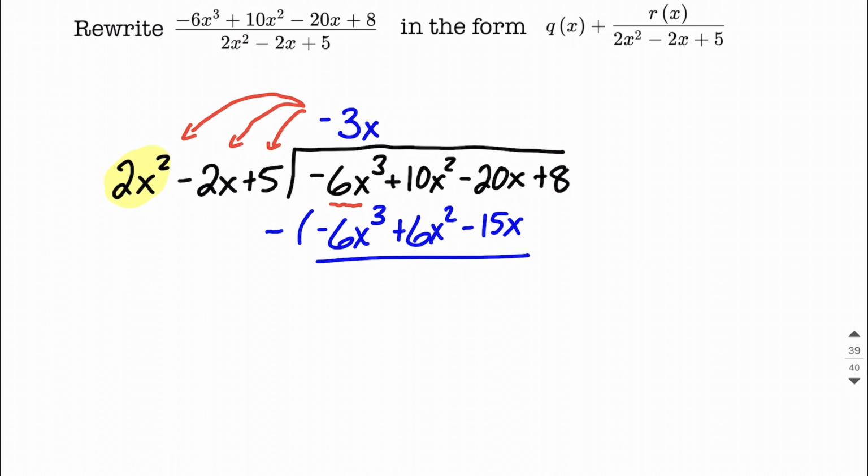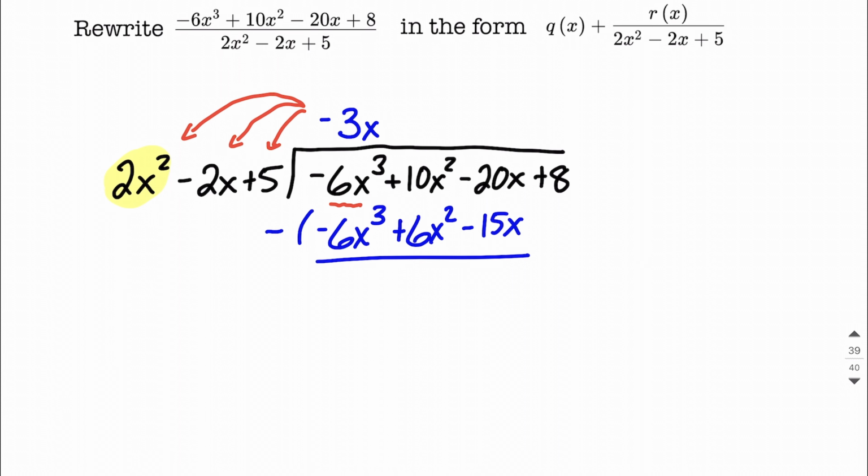Remember, we focus on the 2x squared and ask ourselves, what do we need to multiply that by to give us the 4x squared exactly? In this case, we put a positive 2 up here in our quotient. That positive 2 is then going to get distributed to each term in our divisor. 2 times 2x squared, sure enough, makes 4x squared. We write that out. But then don't forget to distribute that positive 2 from up top to each of the other terms. So negative 2x times 2 is negative 4x, and positive 2 times 5 is positive 10.